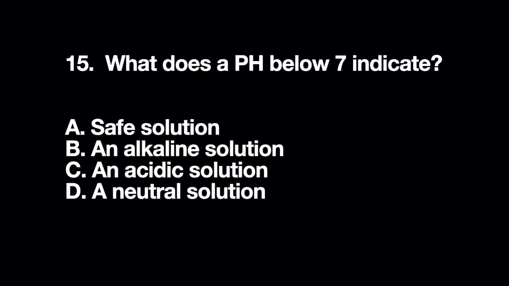What does a pH below 7 indicate? A. Safe solution, B. An alkaline solution, C. An acidic solution, D. A neutral solution.